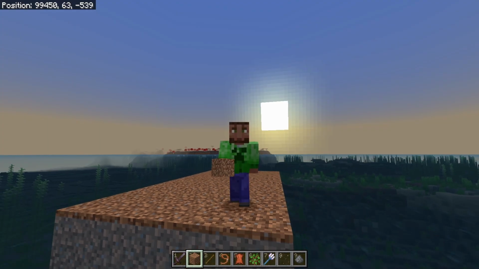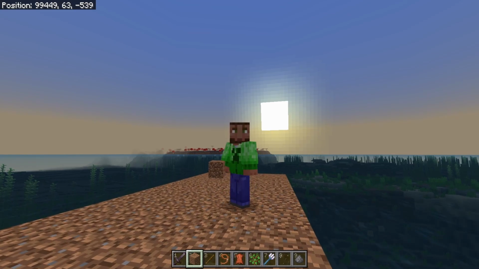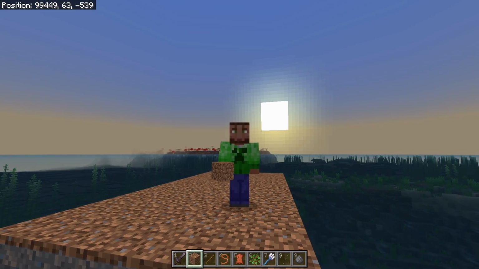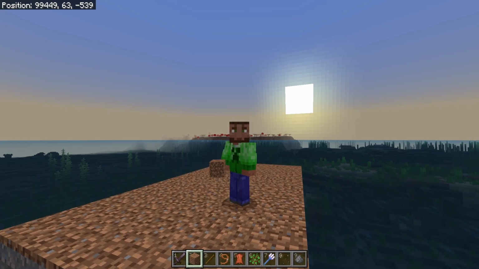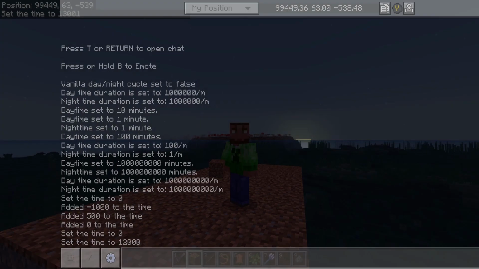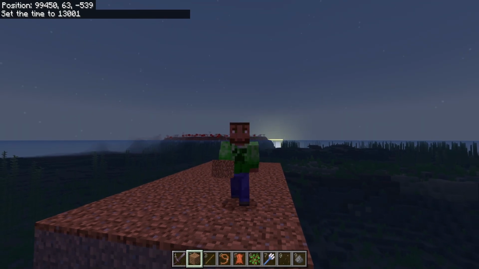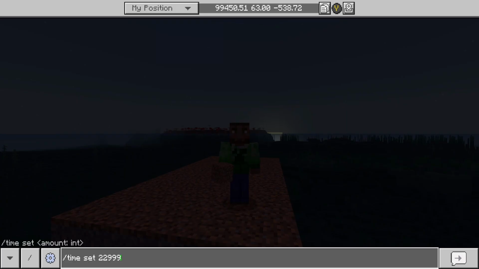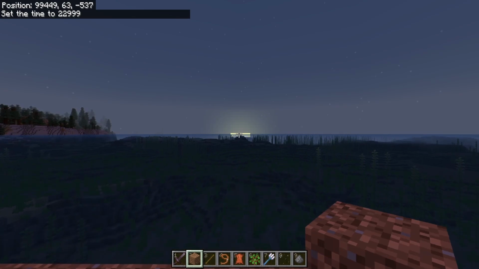So with all technicalities aside, I did change this to where 23,000 ticks all the way up until 13,000 ticks would be considered daytime, and anything in between that would be considered nighttime. And to show you what that looks like, I can set the time to 13,001. And as you can see, the sun is just going to be peeking below the horizon there. And if I change it to the other flip of the coin, which would be 22,999, you can see the day would actually start once the sun starts to break the horizon.